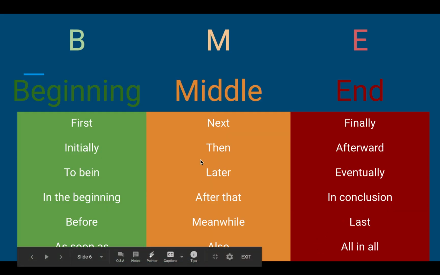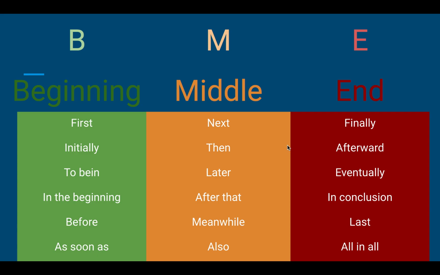So here are some transition words, and this isn't all of the transition words that exist in the world. These are the basic ones that you can use to add to your writing so it all sounds good. Okay, so at the beginning of your writing, you can use words like first, initially, oh, and this is supposed to say to begin, in the beginning, before, or as soon as.